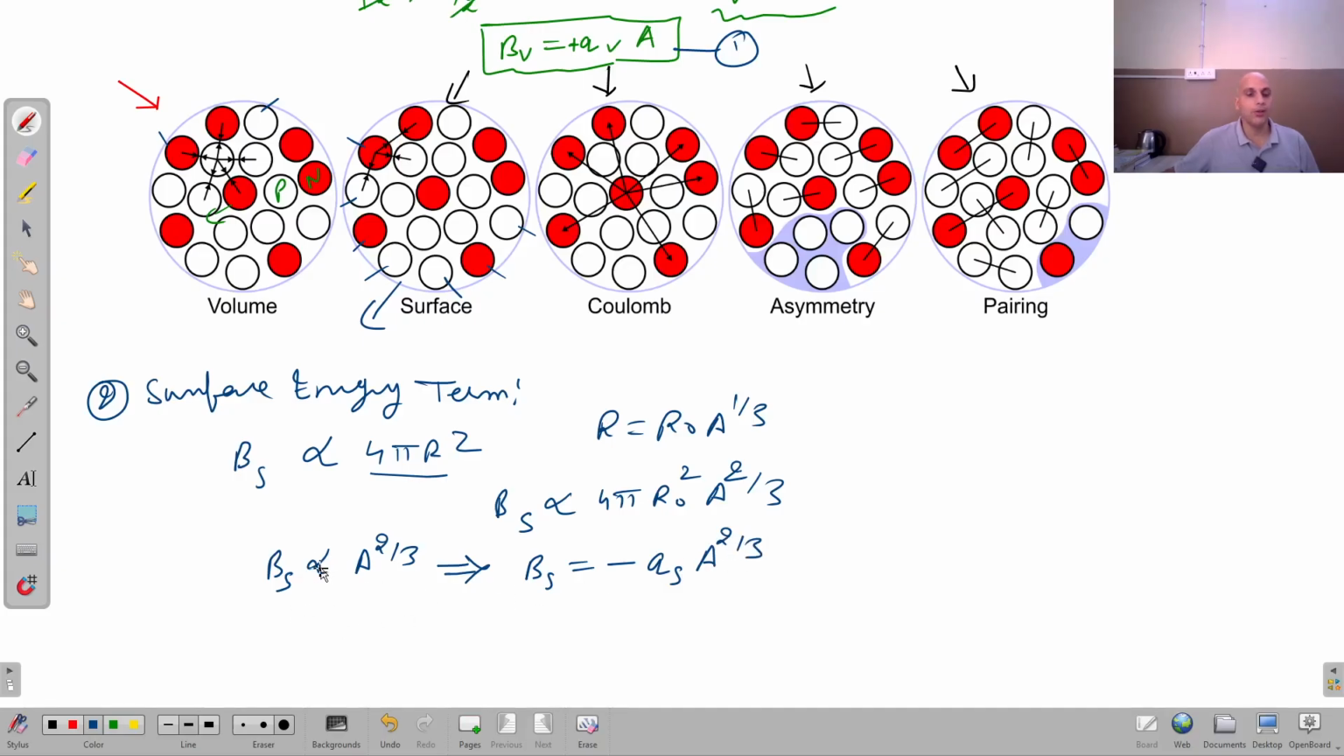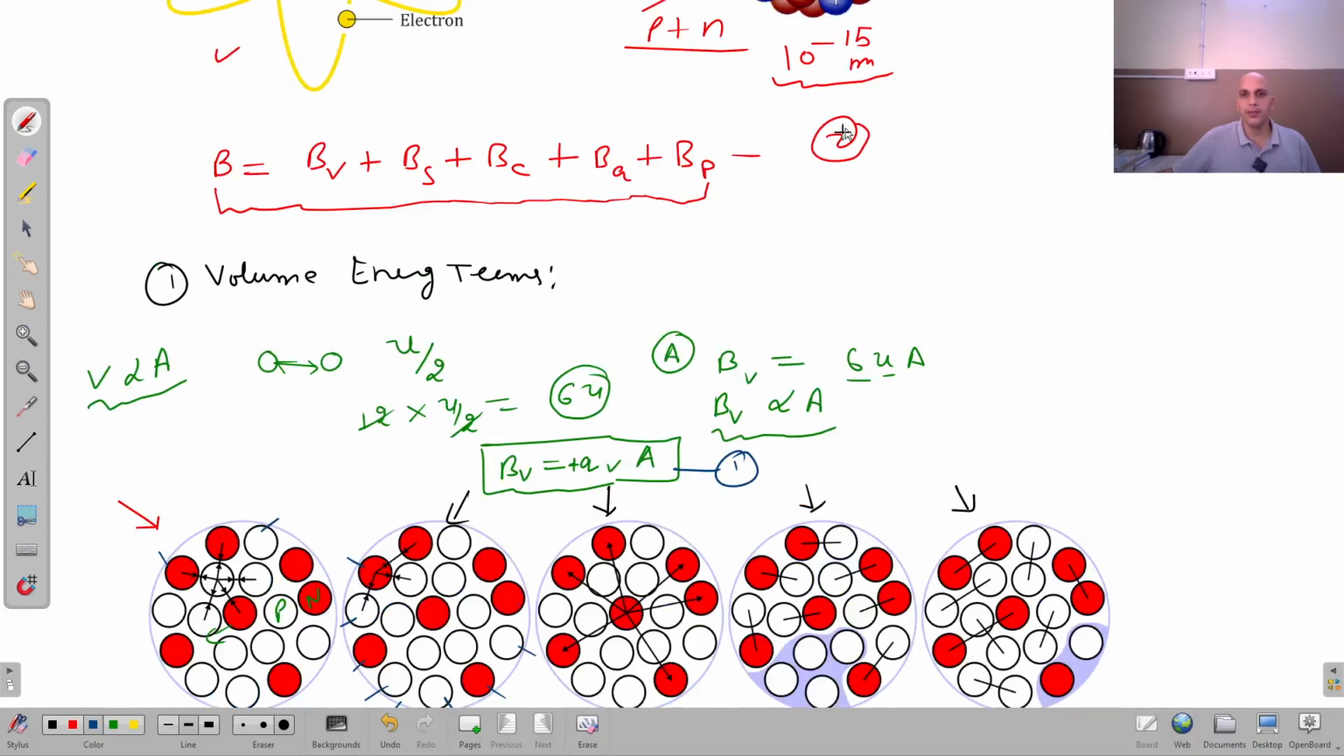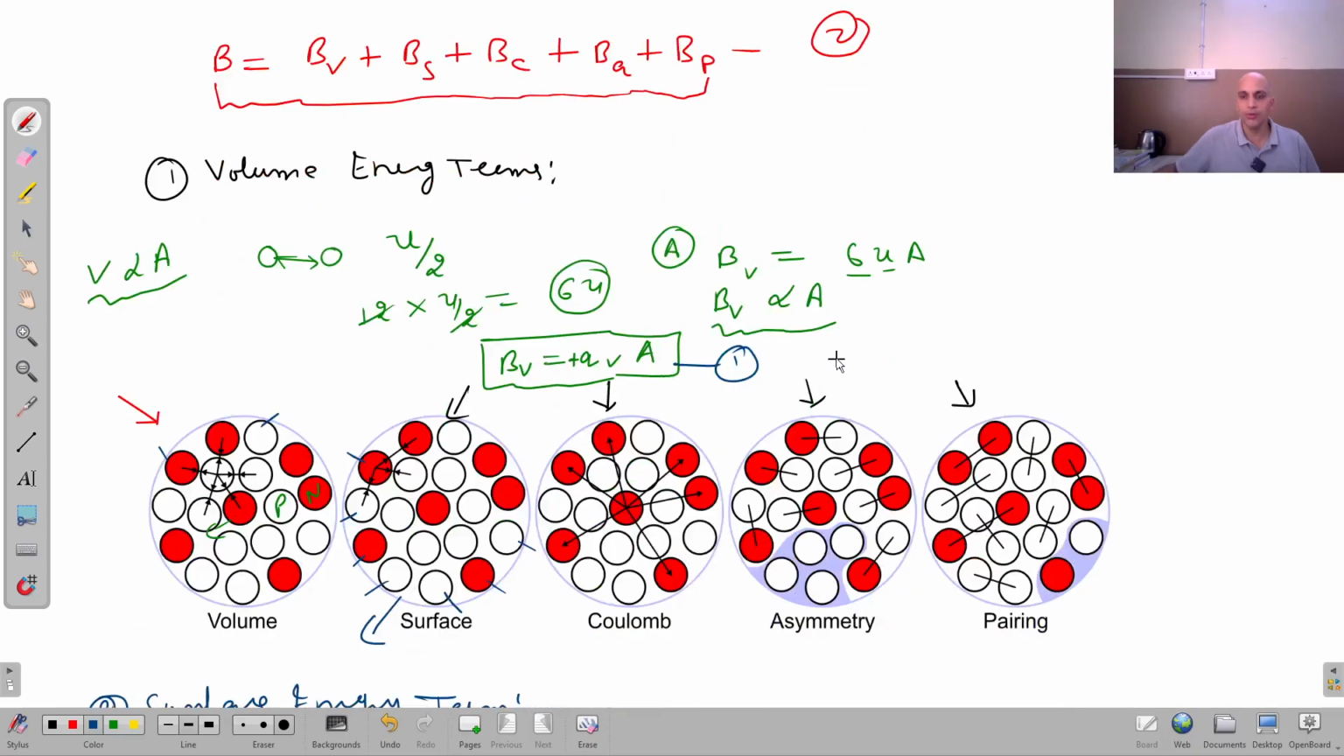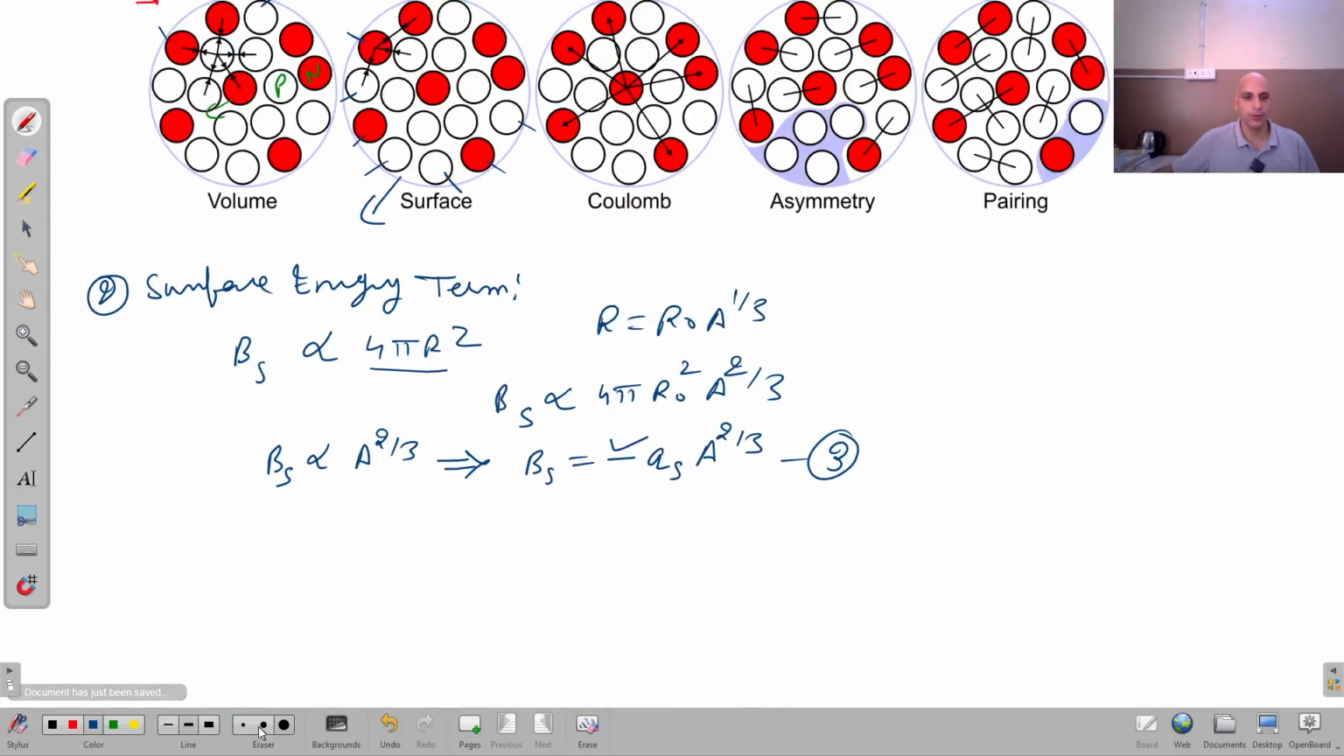So this is the term corresponding to the surface energy that has to be subtracted from the first term. So that's why we are taking it as a negative, right? Because it has to be decreased from the first term that is responsible for binding the nucleon, right? So this is the second term. Let this be equation number 3, right? This was equation number 1, this was 2, this was 3, and this is equation number 4.